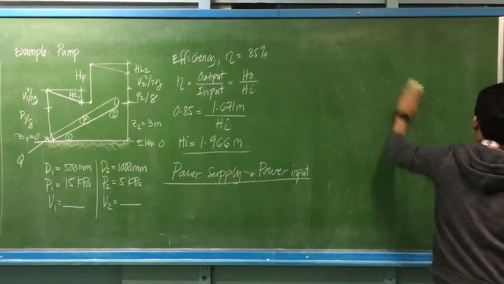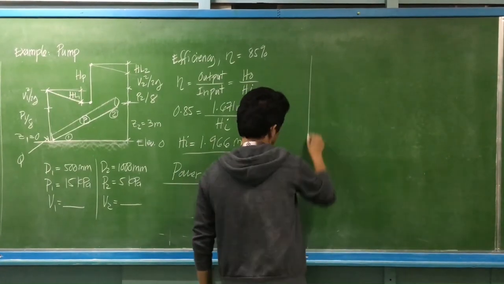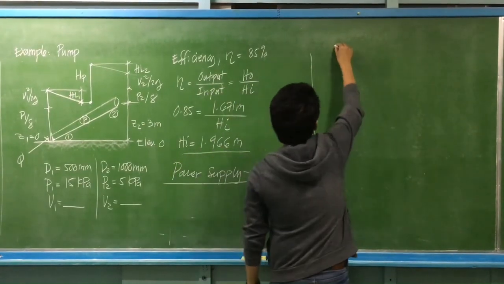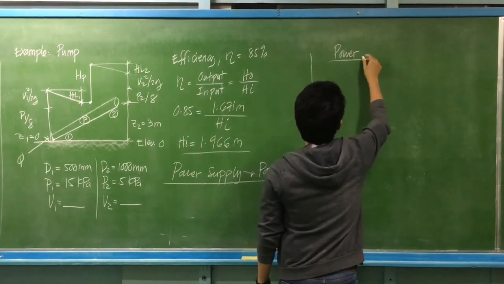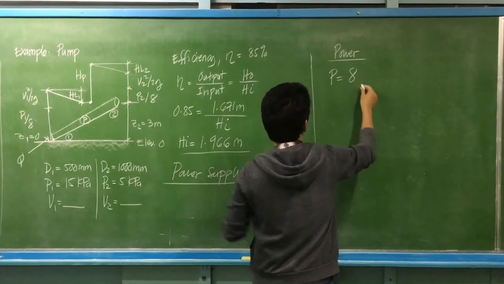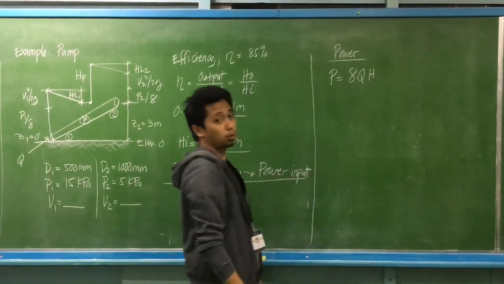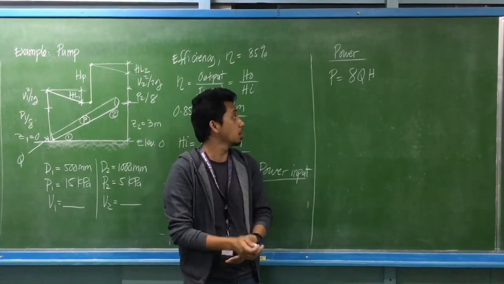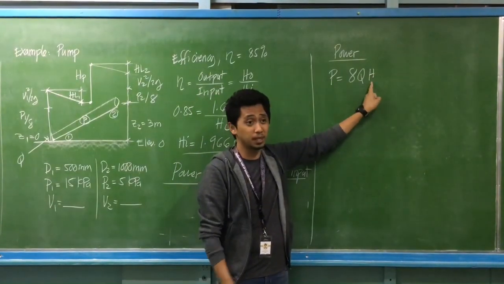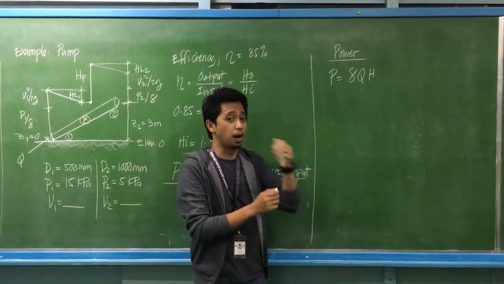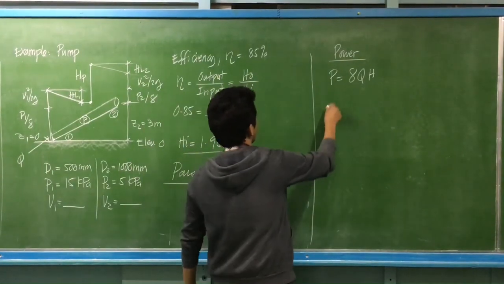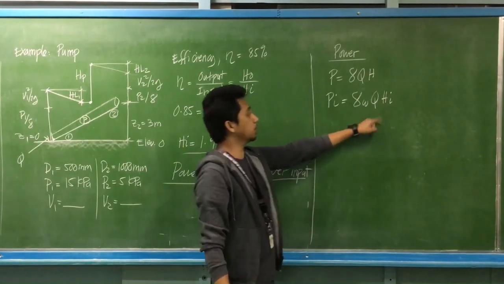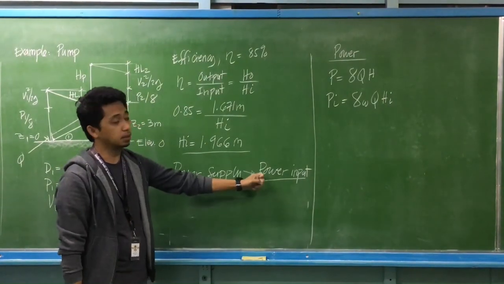So how to compute for the magnitude of the power? Okay, so for power, the magnitude of the power is equal to the unit weight times the discharge times the head. So, depende kung ano yung head na gagamitin mo. Kung head loss yung ginamit mo, ang kinukuha mo is power loss. Kapag head output ang ginamit mo na head, that is power output. Pero kapag head input yung ginamit natin, obviously, ang makakabit natin is yung power input.